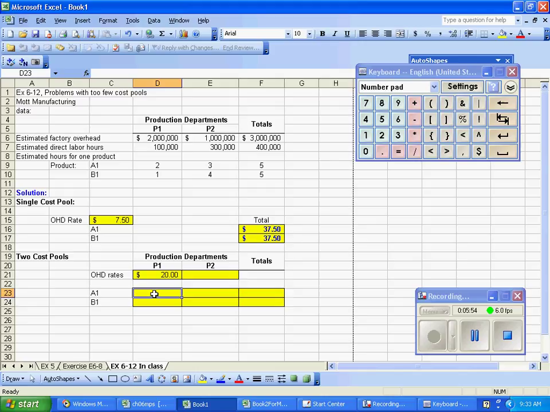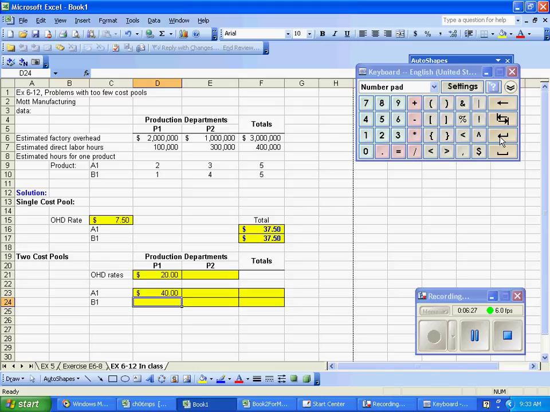I want to figure out the overhead that's being applied to Product 1, or Product A, in Production Department 1. How many hours did Product A spend in Department number 1? 2 hours. So I'm going to take 2 hours times my Department 1 rate. So I get $40.